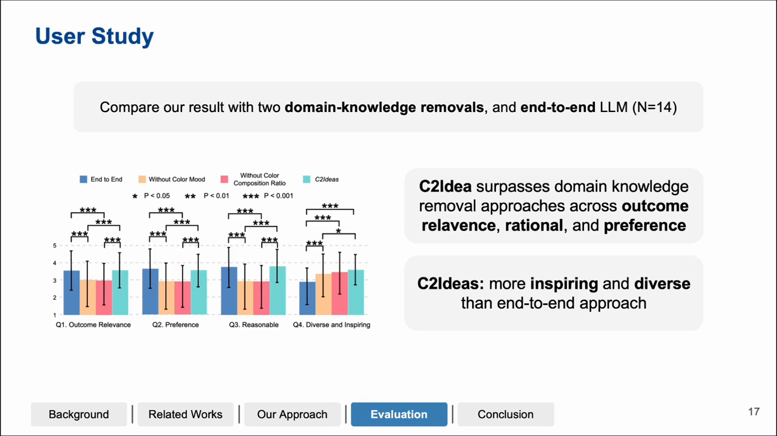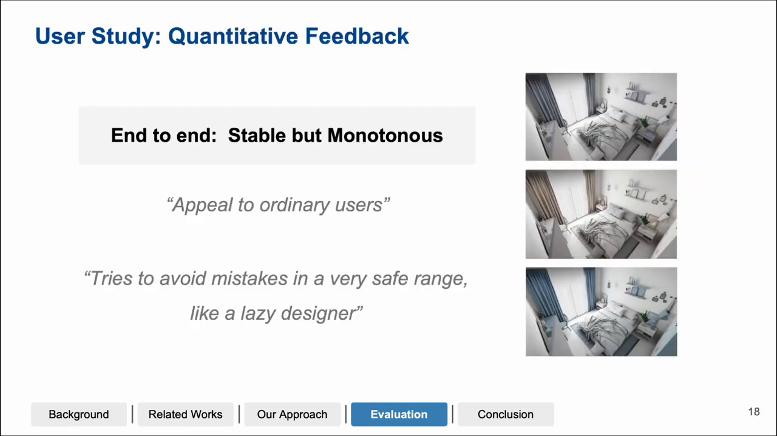The result indicates that our approach surpassed the 2 domain knowledge removal strategies in terms of outcome relevance and rationality, leading to a higher preference. Compared to the end-to-end approach, our results demonstrate greater diversity and inspiration. Qualitative feedback also reflects this finding. The end-to-end approach is stable yet criticized for its monotonous simplicity, like a lazy designer who tries to avoid mistakes in a very safe range.